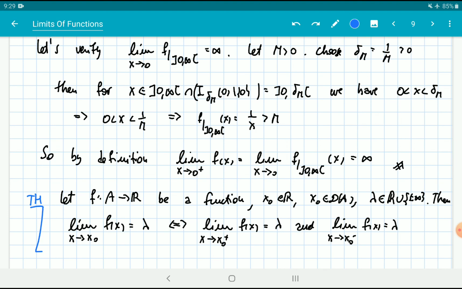And I encourage you to prove this theorem on your own. It should be fairly simple. One direction actually we already proved, because if you know that the limit of the function is lambda, then you know that the limit of any restriction is also lambda, so it gives you one direction. You only have to prove the other way around. If the limit of these two particular restrictions are the same, then the original limit is also the same.